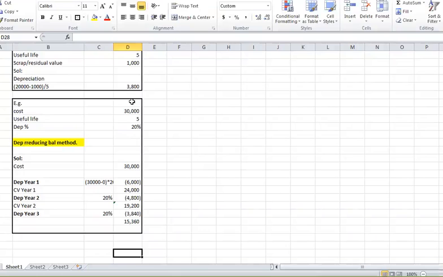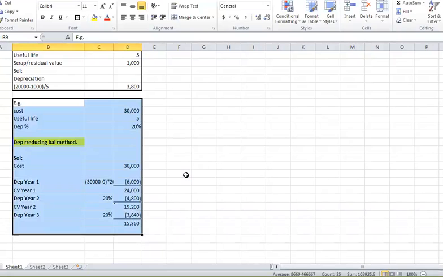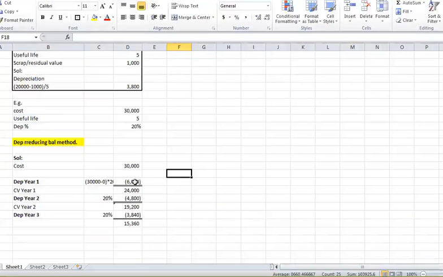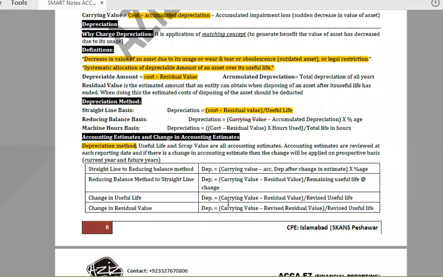So in that case, you can see over here, in the first year depreciation is 6,000, in the second year it is 4,800, in the third year it is 3,840. So if you are expecting that in the starting years depreciation will be higher and in the next years depreciation will be lower, in that case you can use the reducing balance method. So it's just your estimate. You will estimate whether you should use straight line basis or reducing balance method.